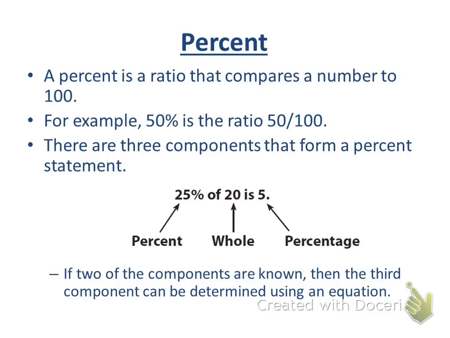So let's have some definitions first of all. A percent is a ratio that compares a number to 100. You don't really need to write this down. Most of it's going to be kind of real elementary. A percent is a ratio that compares a number to 100. What does percent mean literally if we interpret it? Part of 100.